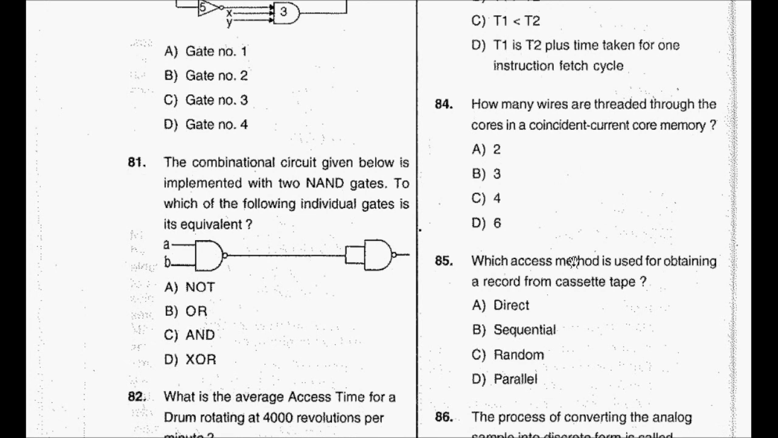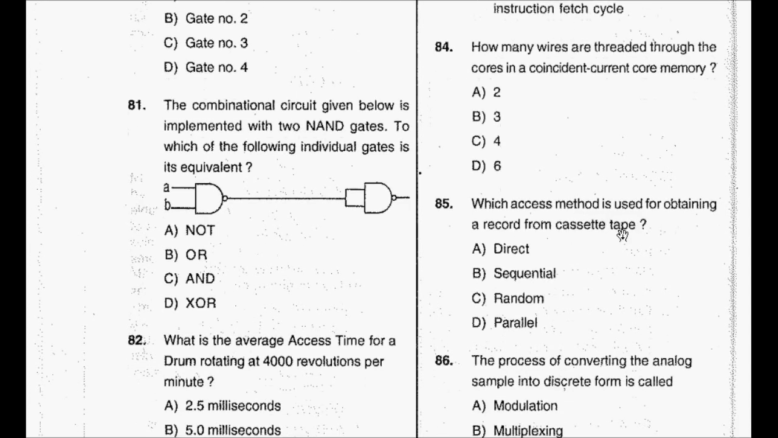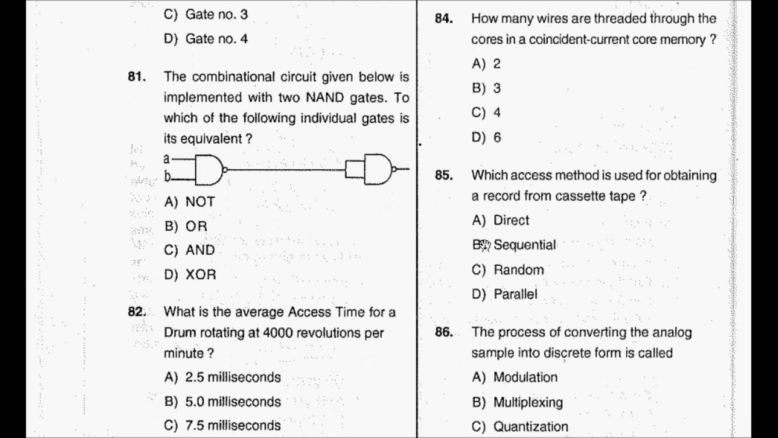Okay, so which access method is used for obtaining a record from cassette tape? Cassette tape, we have seen that we use a pencil for forwarding sometimes, and for backward playing some backward song. So it's in a sequential fashion. So the answer is the B one.